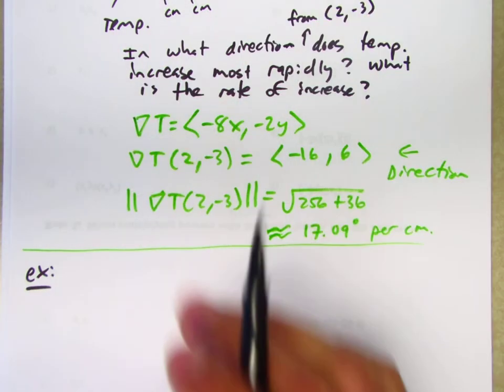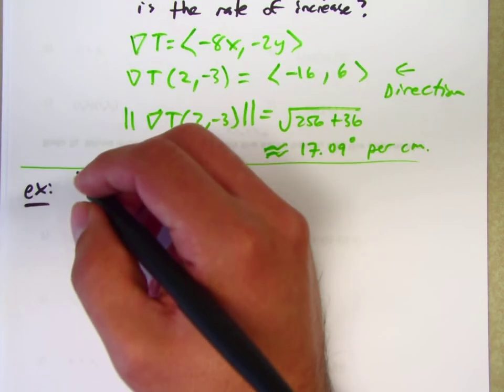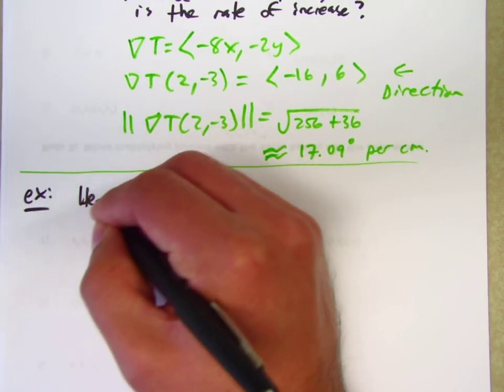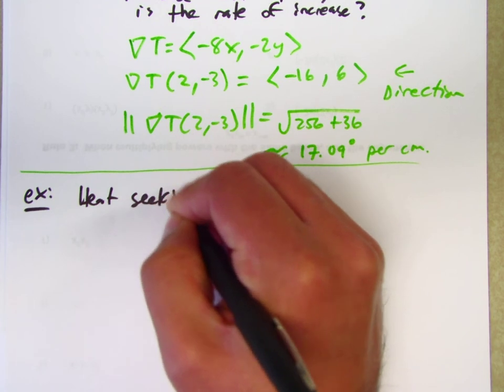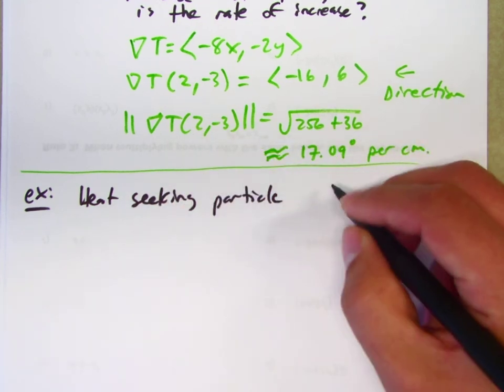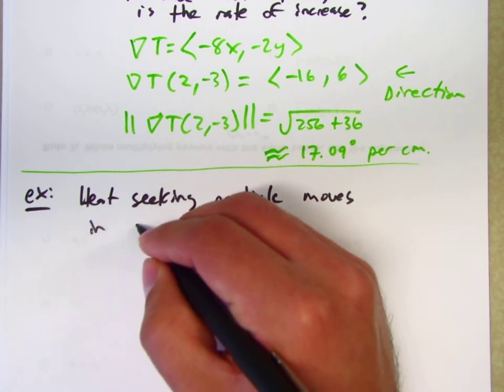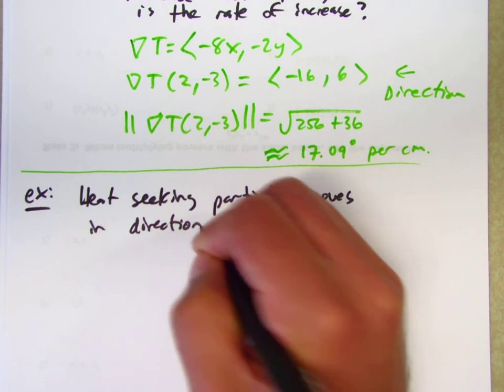And so let's do one more example tying all this together. So let's say we have a heat-seeking particle that moves in the direction of the max increase.